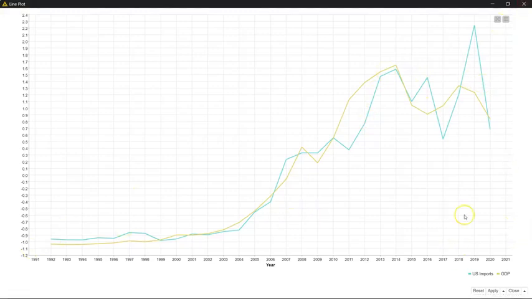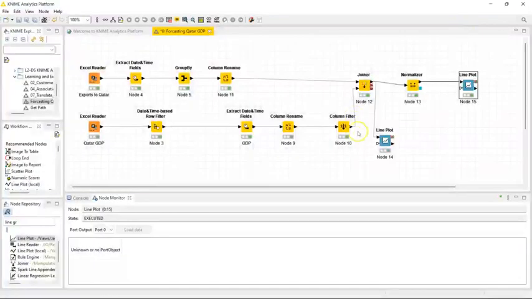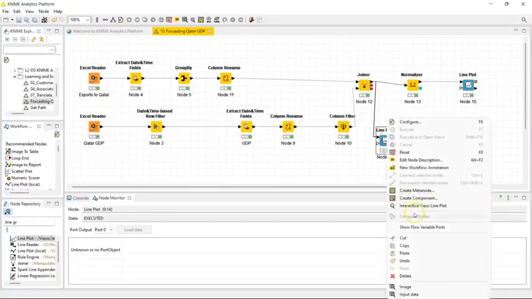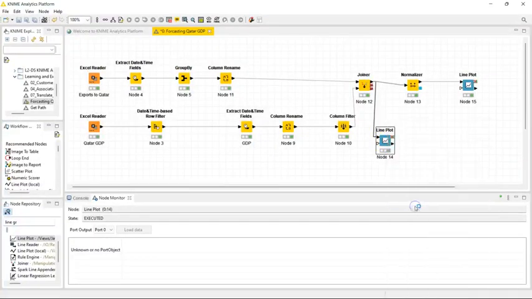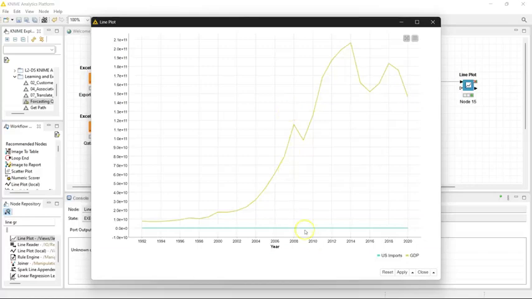Now, to prove to you that normalization does not change the patterns of your data, look at this GDP graph. Notice that there was a steady rise from 2009 up until 2014. If we go to the original graph before we applied normalization, you can also see this exact same pattern. 2009 up until 2014, you have that same rise.